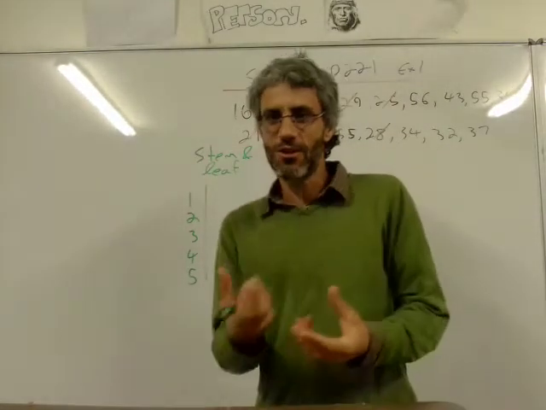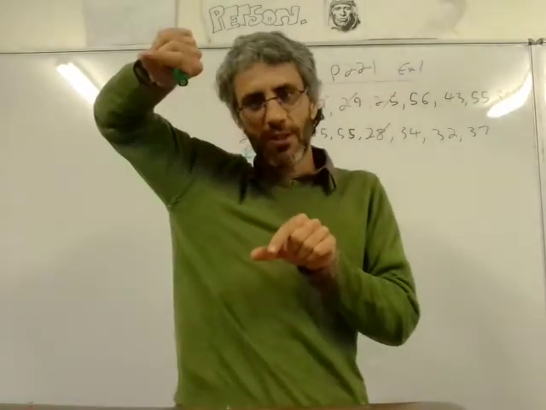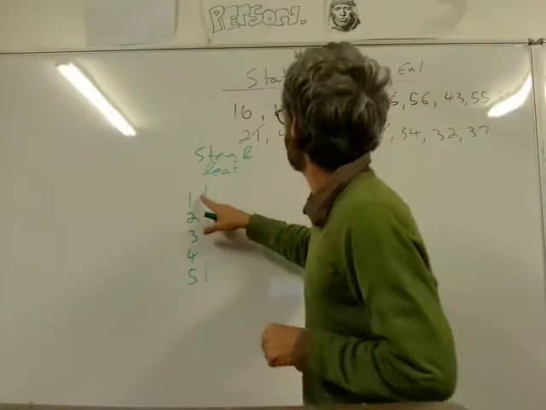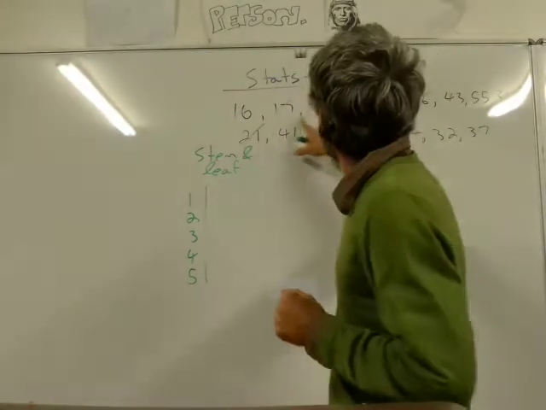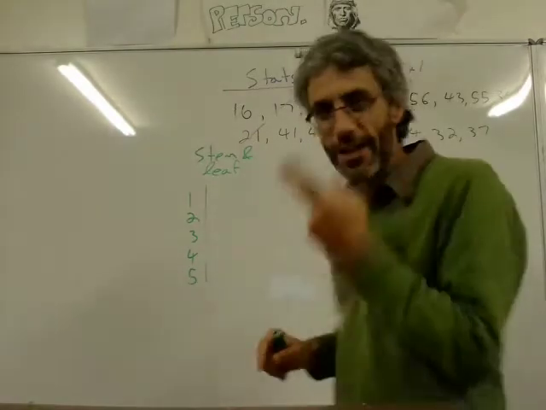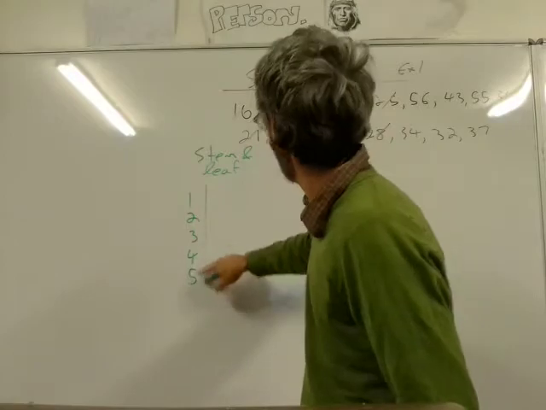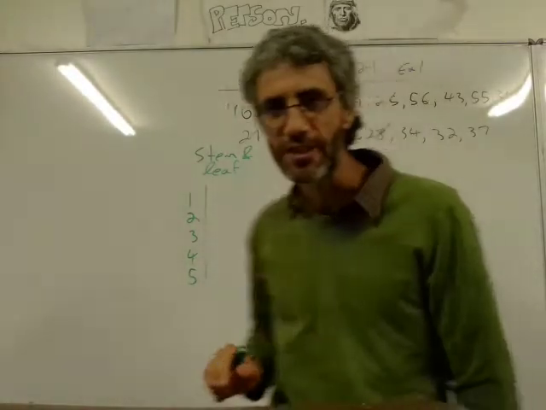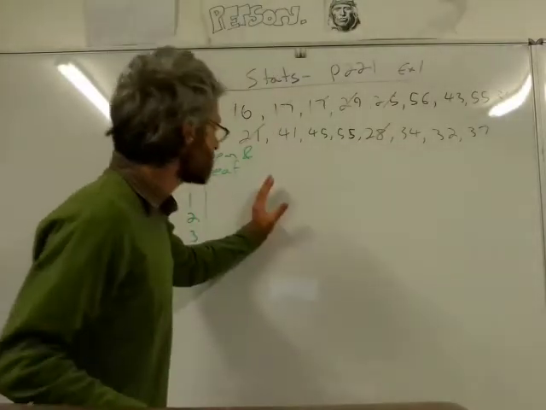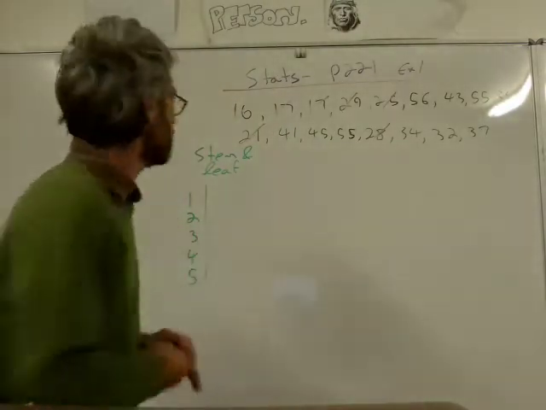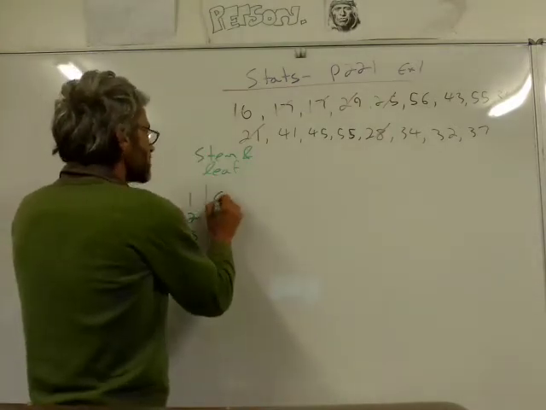In the tree you've got the stem, and then it spreads out into the leaf. So the stem, in this case, will be the tens. 16, that's 1 ten. 17 is 1 ten. 29 is 2 tens. So I'm writing the tens, which can be 1, 2, 3, 4, 5, all the way up to 50. So 10, 20, 30, 40, 50. And then the leaf is basically the units. The lowest one is 16, so I'm going to write 6.